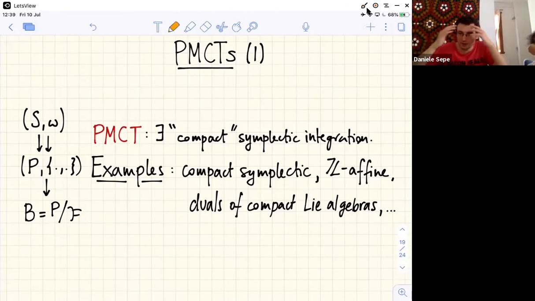They were inspired by a lot of rigidity results, and they can correct me if I'm wrong, but the way I see it, they said, okay, fine, let's try and find a compact version of Poisson manifolds. And what they ended up with was Poisson manifolds of compact type. That means a Poisson manifold is of compact type if it admits a symplectic groupoid that is in some sense compact.